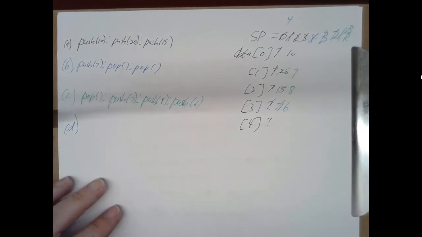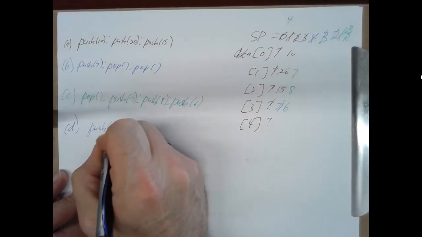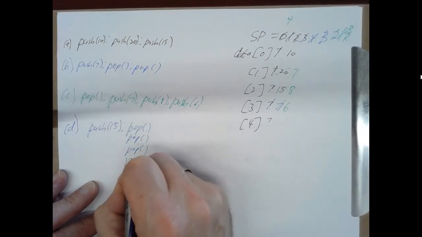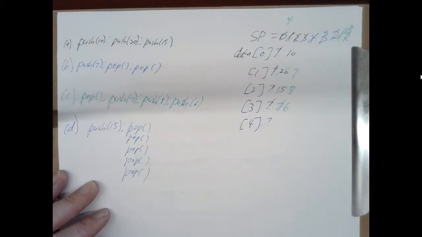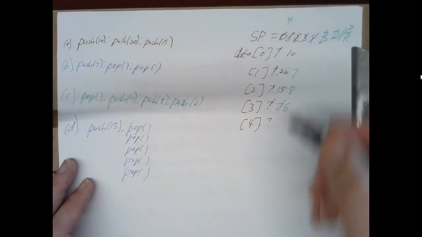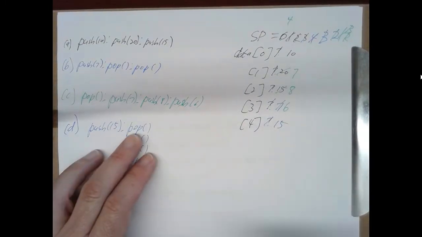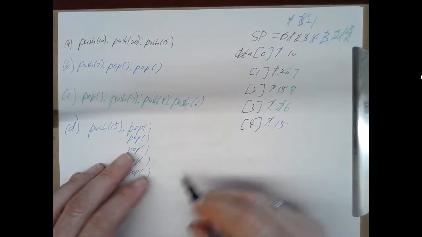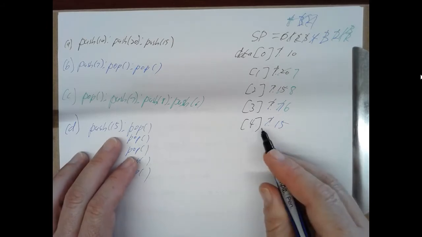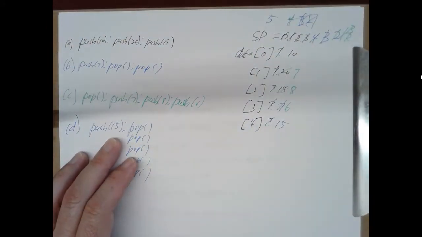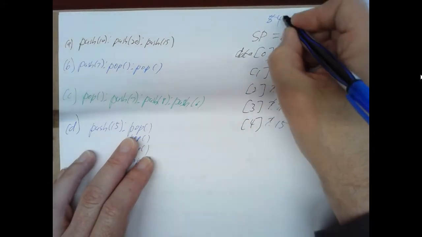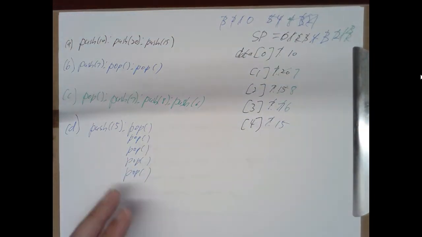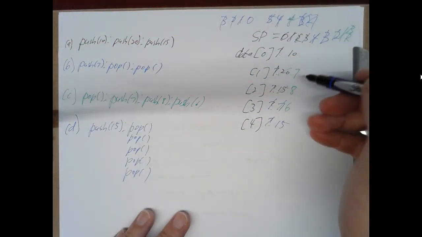And then part D, push a 15 and pop 5 times. So push a 15, store 15 at the index given by the stack pointer. That goes right here. Pop, decrement the stack pointer, pop, decrement, pop, decrement. Oh, I did that wrong. Push a 15, store it at that, and increment the stack pointer to 5. And then pop, first one brings it down to 4, second one to 3, third one, fourth one, fifth one. So after your 5 pops, stack pointer is 0, and your stack contains 10, 7, 8, 6, and 15.